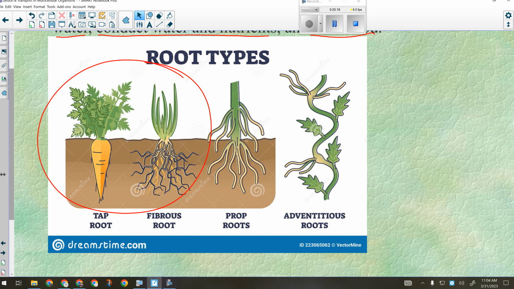Tap. Okay, sure. Out of the two? Out of the two, yeah. Oh, taproot, okay? It can be, but here's what you need to consider.